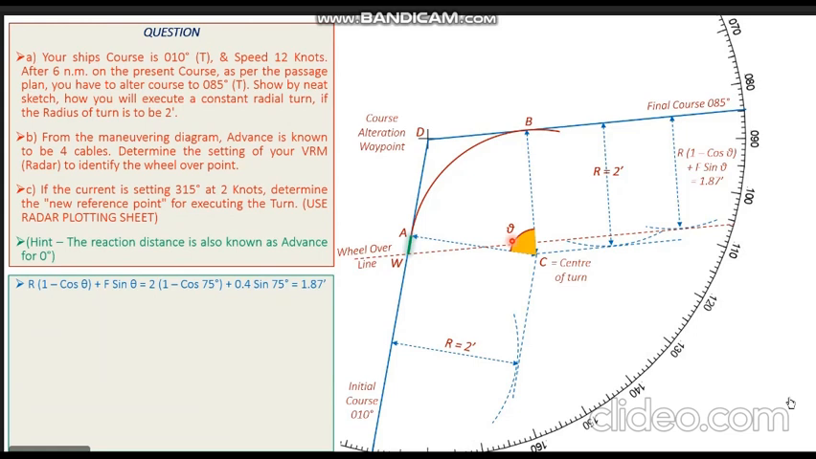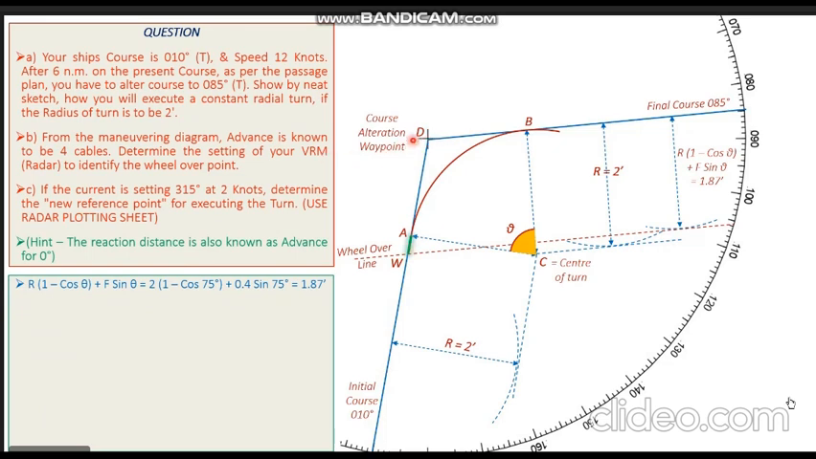So we have now obtained the wheel over line and the wheel over point. Now in the question, they were asking us to determine the setting of your VRM of the radar to identify the wheel over point. Now this distance which we have calculated, 1.87 miles, is the value which should be used to set up a VRM on the radar. Now how will this VRM help us? When the ship is proceeding on the initial course and this 1.87 miles VRM is set up, as the vessel reaches point W, you will see that the VRM will touch our final course line extended backwards.